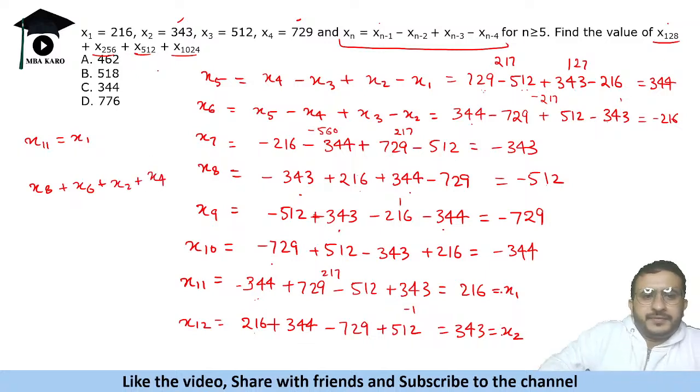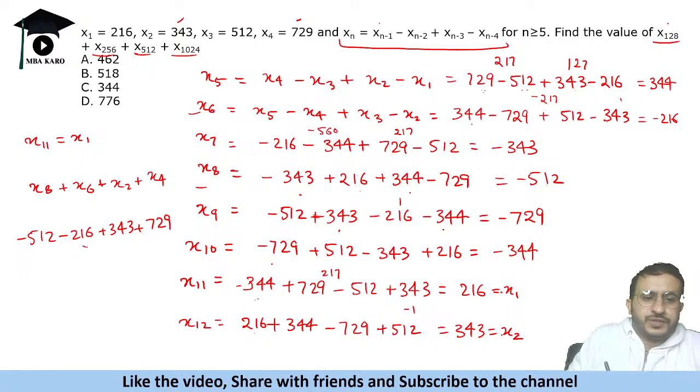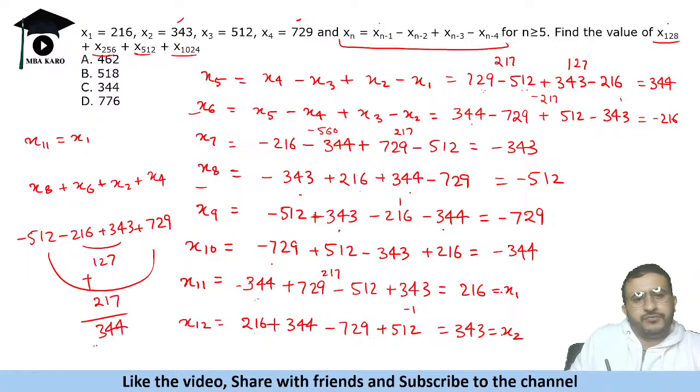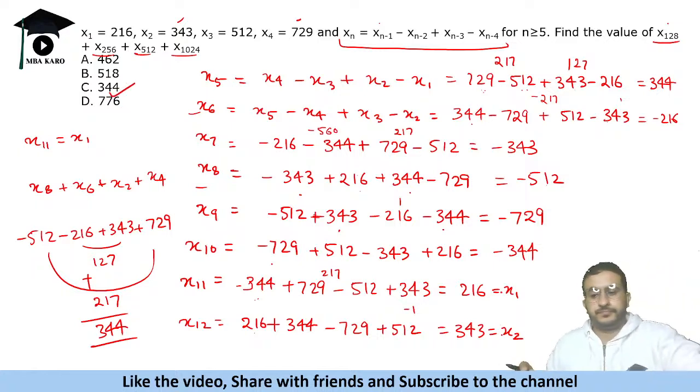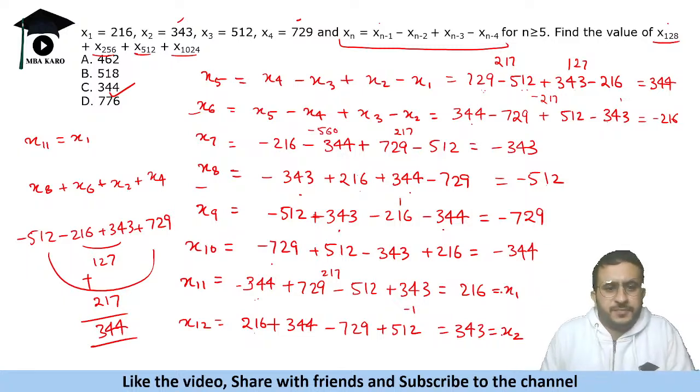ये सारे ऐड करने हैं. x8 is minus 512, x6 is minus 216, x2 is 343 and x4 is 729. Okay, so this is 127 and this is 217. If you add, you will get 344. No, it is not wise, just skip such a question.